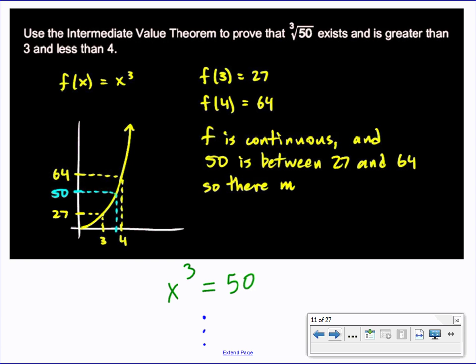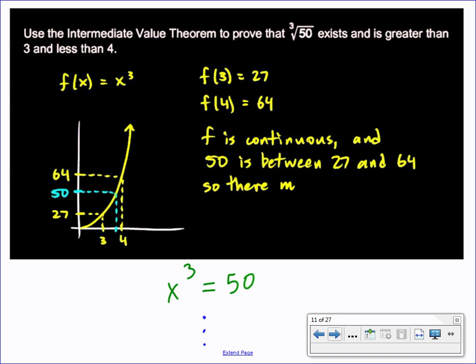To apply the intermediate value theorem, you must satisfy the two prerequisites and state them. And so because f is a polynomial and continuous, and my y value considered, 50, was in between f of 3 equals 27 and f of 4 equals 64, the intermediate value theorem applies.